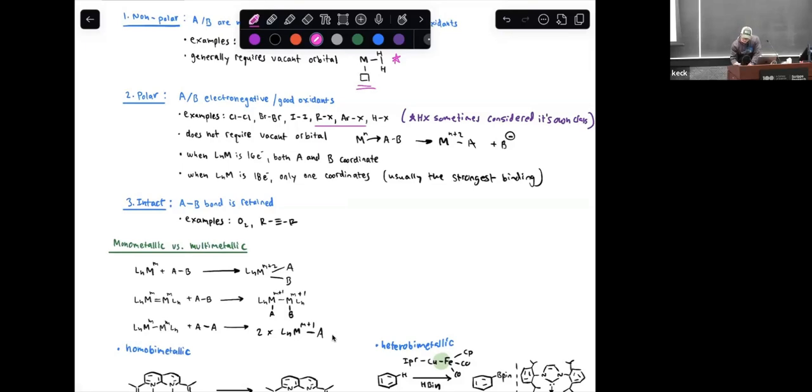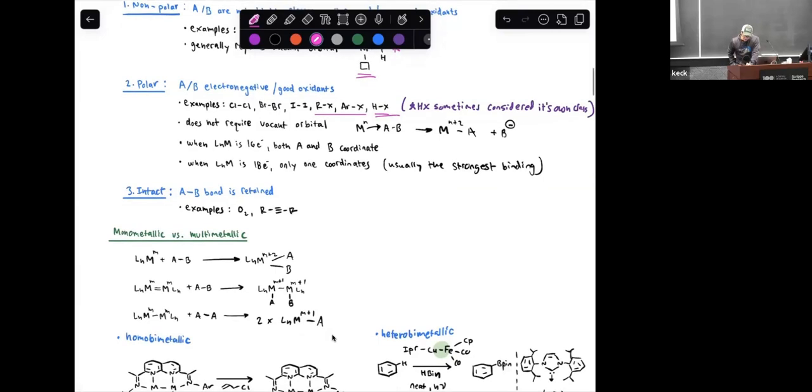Things like mineral acids, HX. Depending on the textbook you read or the slide deck you're following, these are sometimes considered their own category, but I think they share a lot of the common features of other polar groups, so I include them here. So think things like HI, HBr, HCl, et cetera.